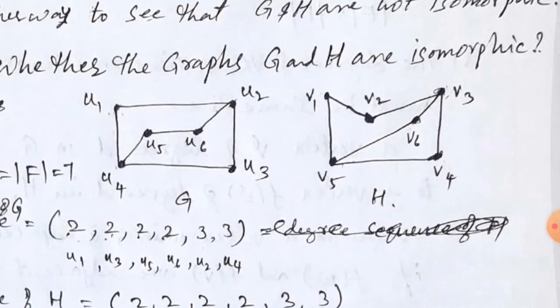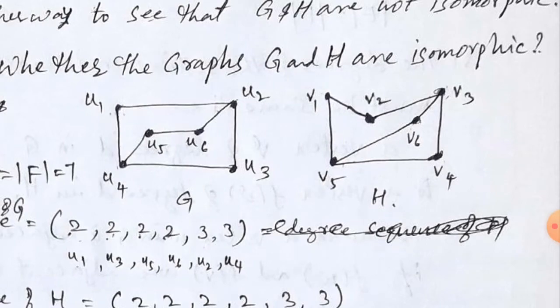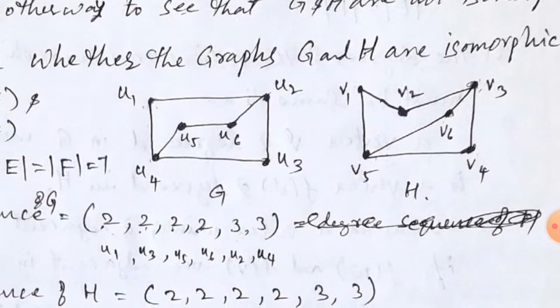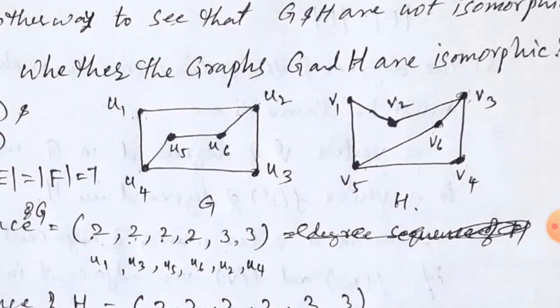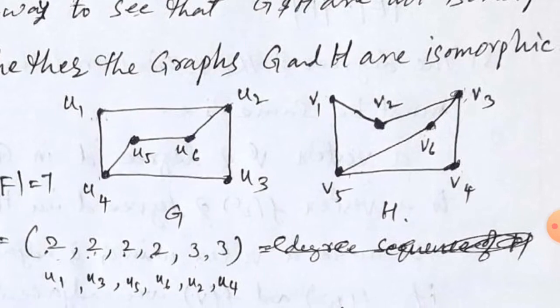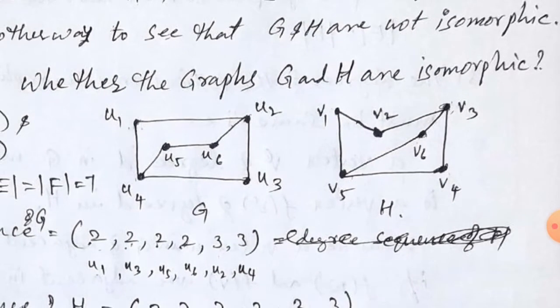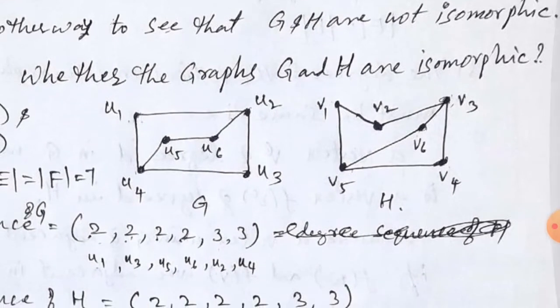Now observe, v3 is adjacent to v4 and v2, having degree 2. So if we are matching u2 with v3, then the adjacent vertices of u2 should have degree 2 only. Like that you have to match here. Observe, u1 and u3 have degree 2. Now v3 is adjacent to v2 and v4, having degree 2 only.